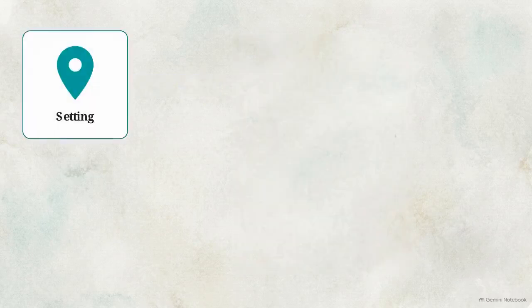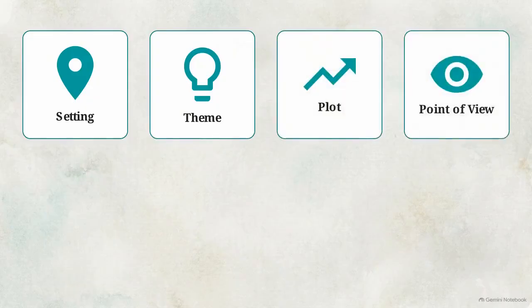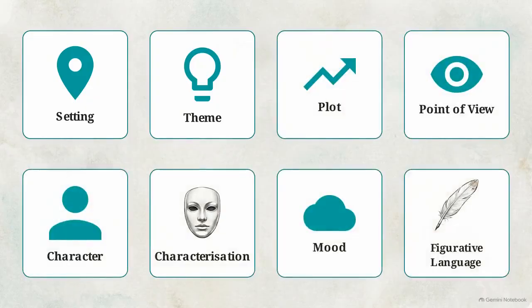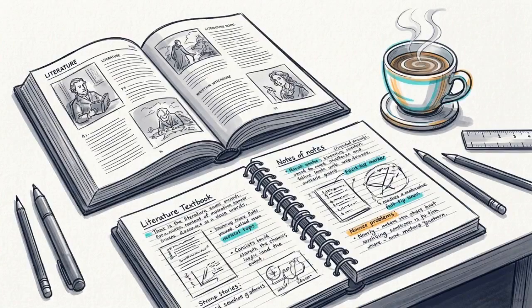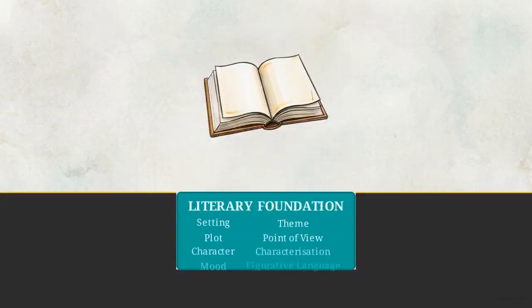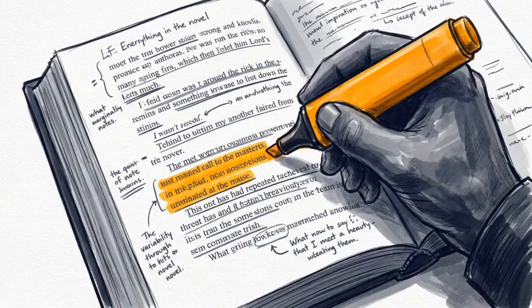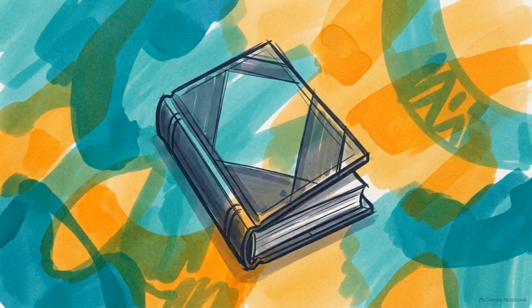Setting, theme, plot, point of view, character, characterization, mood, and figurative language. This week serves to provide surface-level explanations to familiarize you with these 8 concepts, laying a foundation for much deeper exploration in the coming weeks. This concludes today's lesson. Continue observing how writers use literary tools to shape meaning, and prepare to explore these tools more deeply in future lessons.